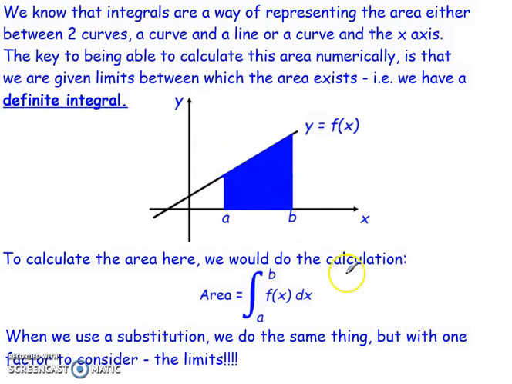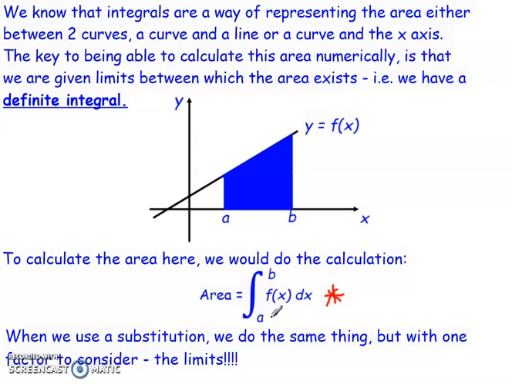And in order to calculate this area, we'd follow this formula here, where the area would be the integral from A to B of f of x dx. Now when we do this, remember we integrate f of x, we then calculate the value at B, the value at A, and we subtract the value of A from the value of B.